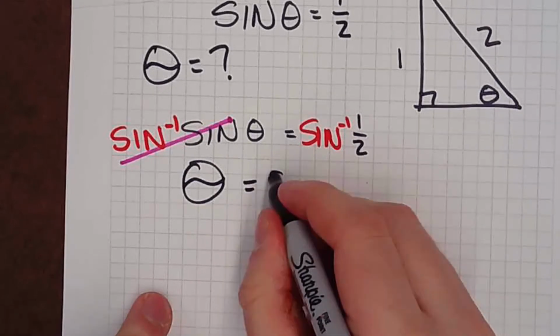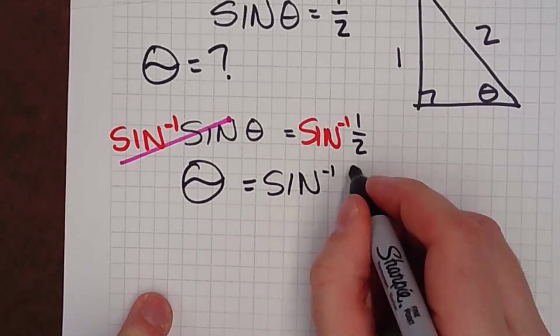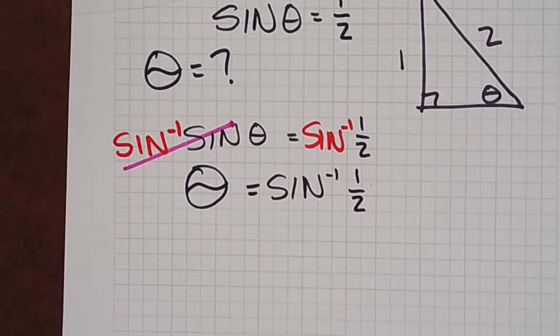And then sine inverse of a half, you plug that into your calculator. It's going to be some number. I'll show you how to do that now. And that's going to give you the angle measure of that angle. It'll give you a number for an angle.